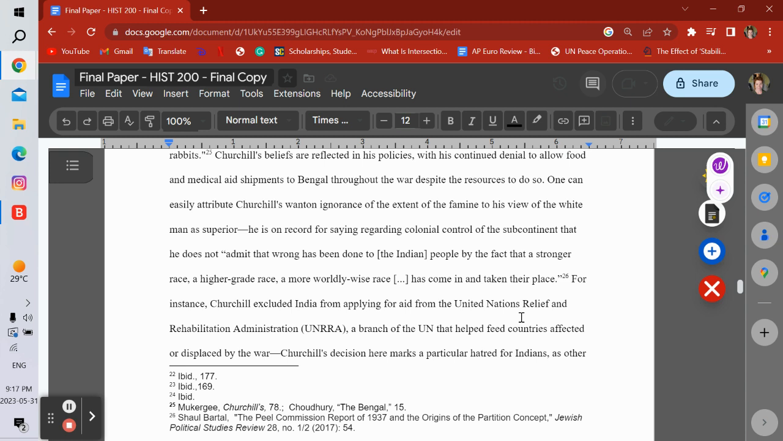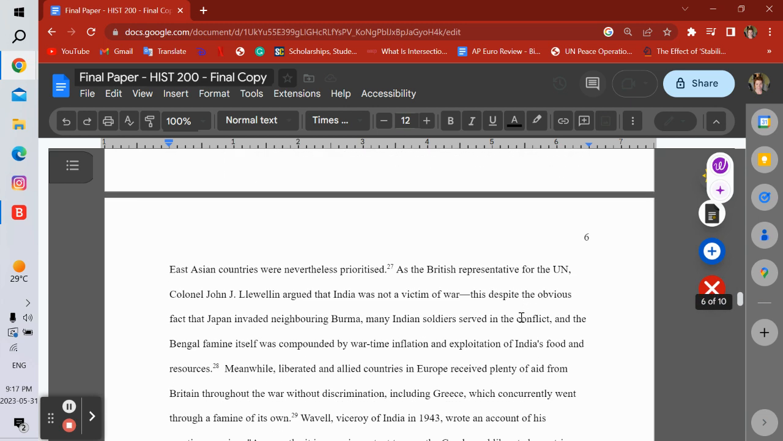For instance, Churchill excluded India from applying for aid from the United Nations Relief and Rehabilitation Administration, a branch of the UN that helped feed countries affected or displaced by war. Churchill's decision here marks a particular hatred for Indians, as other East Asian countries were nevertheless prioritized.